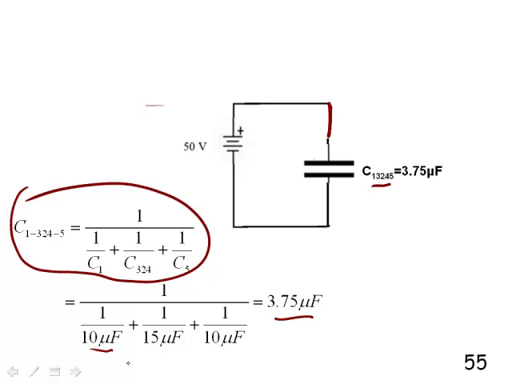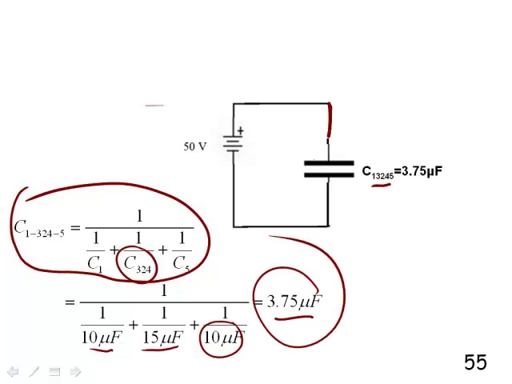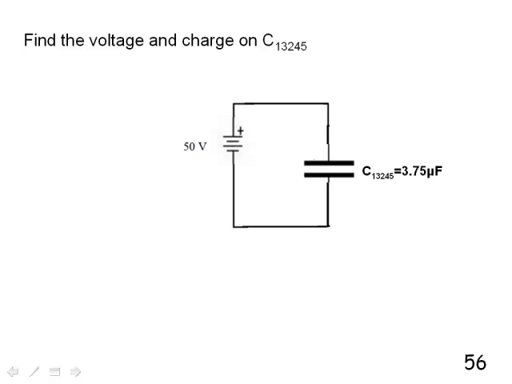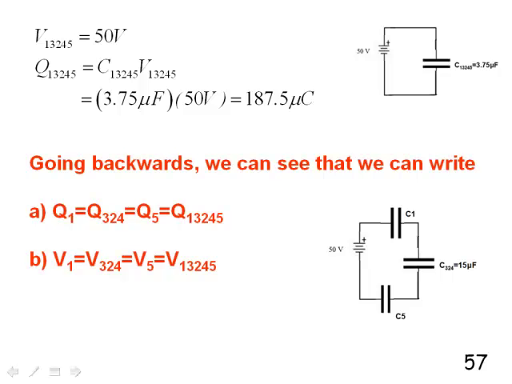So it's 1 over (1/10 plus 1/15 for the C324 plus 1/10 for the C5), which was just the 10 microfarads, and we end up with 3.75 microfarads for our overall capacitance. Okay, but we're not done because now we have to go back the other way. And the first step is to find the voltage and charge on our total equivalent capacitance. And to do that, we apply the equation C equals Q over V.